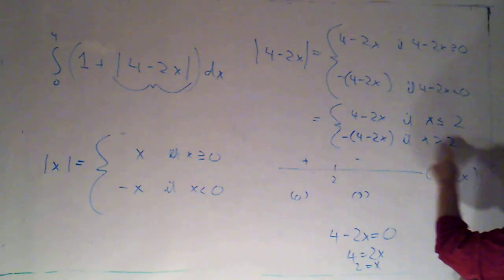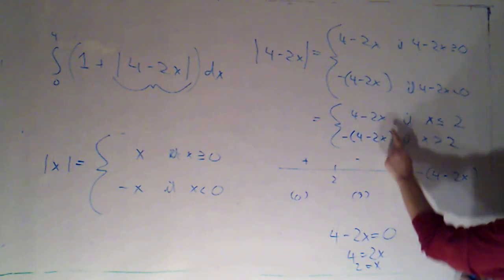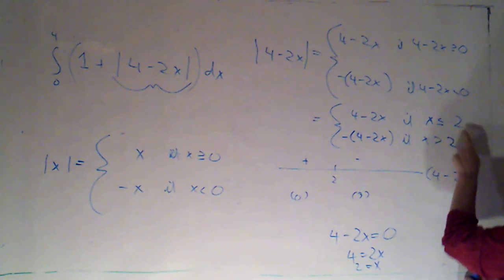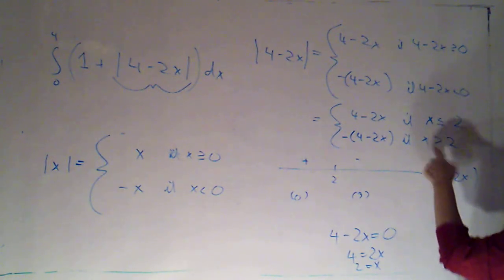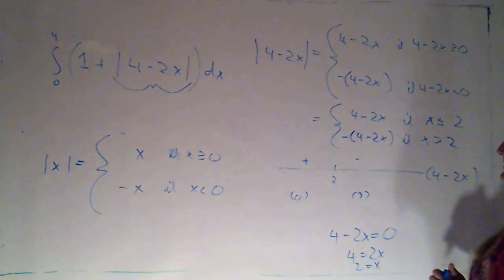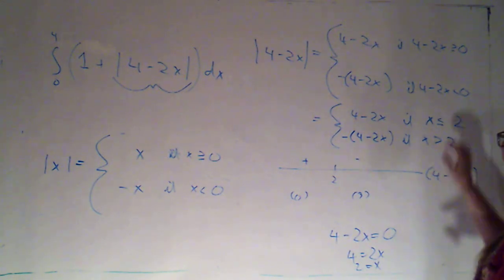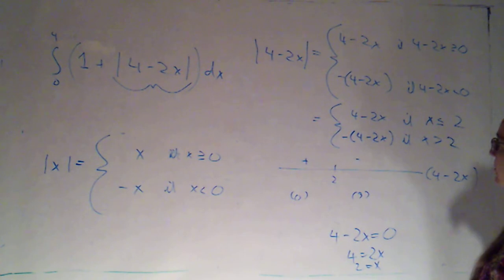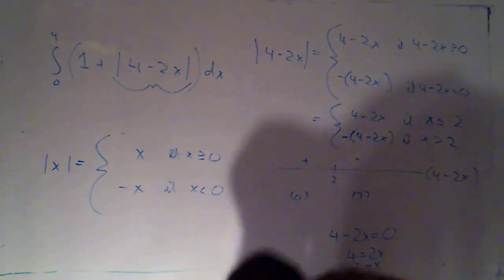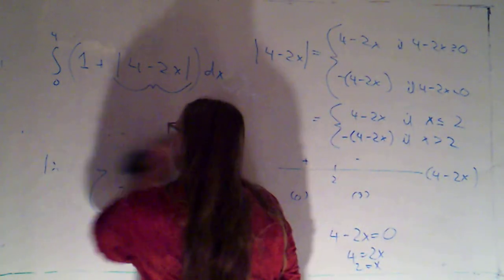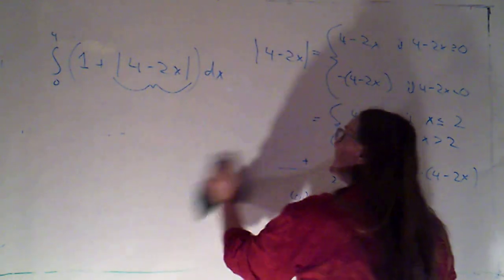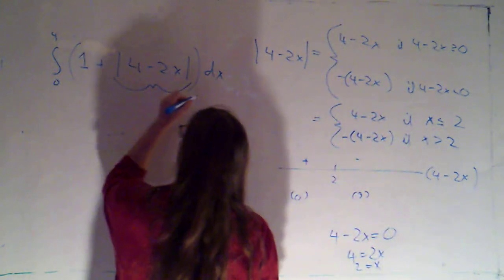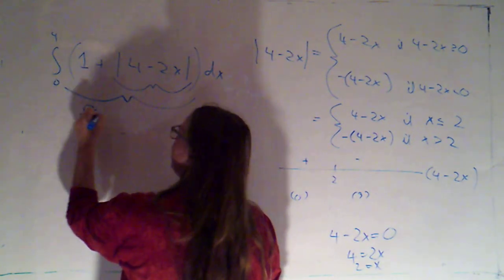And you'll notice if I were to plug in 2 here, I would get 0. If I were to plug in 2 here, I would get 0. So I could actually include 2 with either rule. Usually I just choose to include it with the simpler rule. So I include it with the one where I'm not taking the opposite. Okay. Well, if I can do that, that means that I can write my integrand here piecewise as well. So I'm going to just call the integrand here f of x.